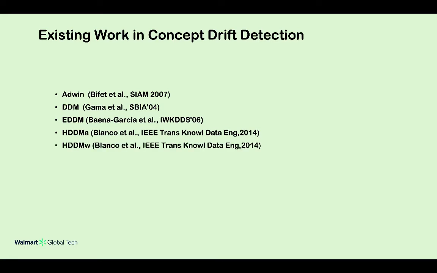Next, there is HDDM, which is Hoeffding's inequality based drift detection method by Blanco et al. As you can see, there are two variants of HDDM, which are HDDM_A and HDDM_W. HDDM_A uses the moving averages method to detect drift, and HDDM_W uses exponentially weighted moving averages.